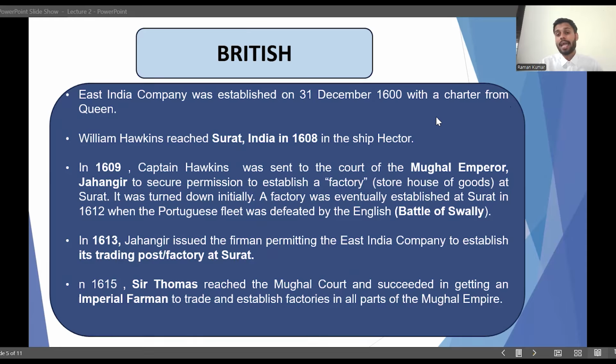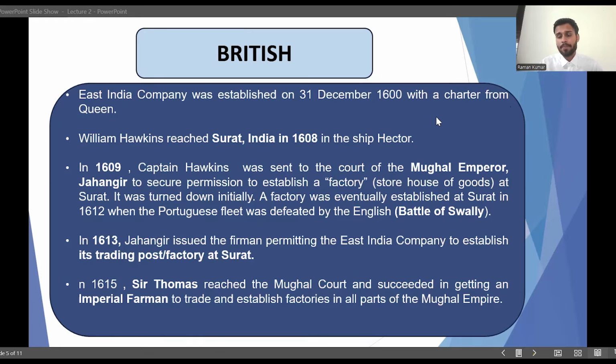But actually the Portuguese were really strong in the Mughal court at that point of time. So they played court politics and prevented the East India Company from securing this permission. From this event, hostilities between the British and the Portuguese started. And these hostilities culminated in 1612 in the Battle of Swally. Very important battle, it can be asked in the exam, you have to remember it.